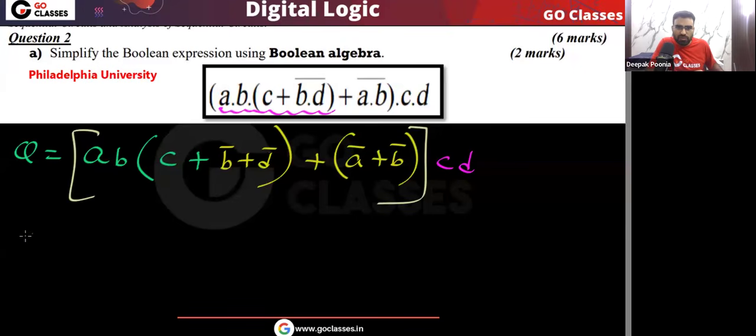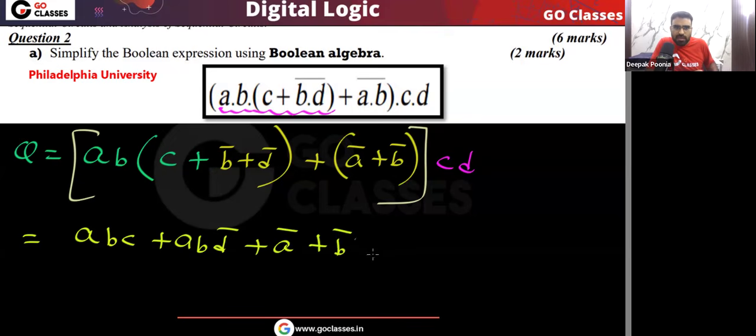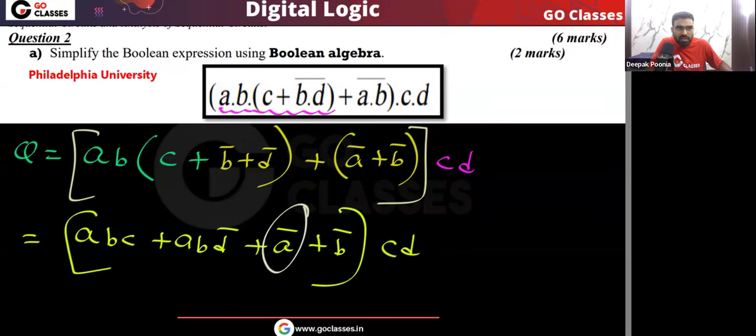Now, finally, what we will get here is ABC or AB B bar. We know what AB B bar is. We will get ABC, and AB B bar will be 0. Or we will get AB D bar, or A bar or B bar. Inside this is what you are getting, and outside there is CD. Now, notice one thing. Already we have A bar here. Please focus. A bar is here also.